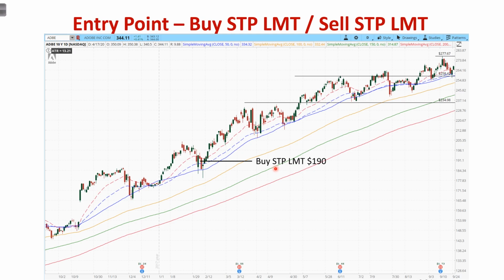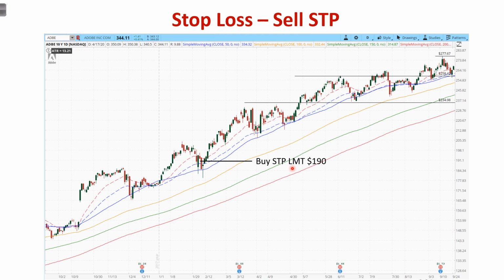Now when these two orders are combined together, what is happening is that we will only buy when prices reach our target high of $190, but we will not enter at any price. The maximum that we are willing to pay for this trade is also at $190, which is the price of the limit order. Next, let us talk about our stop loss.